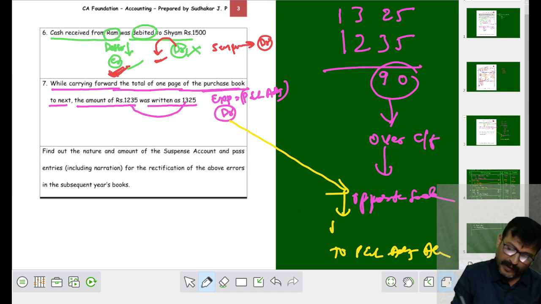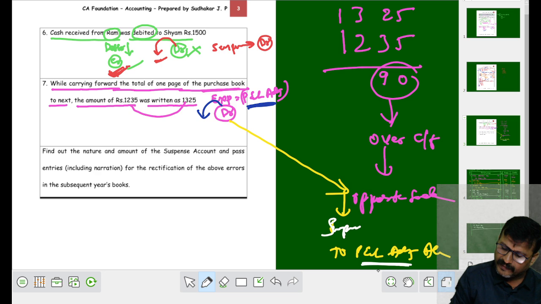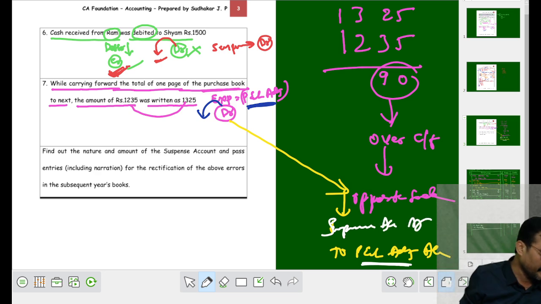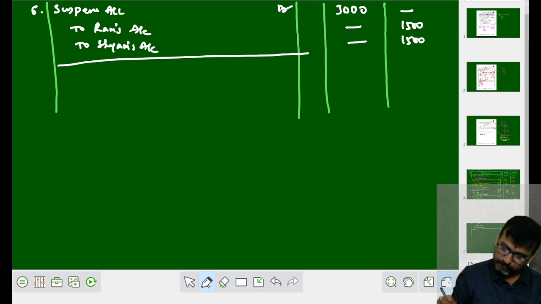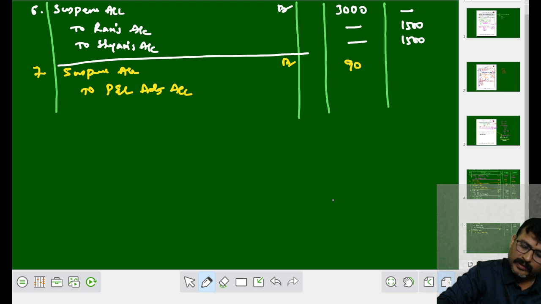When it is overcost, we have to take it in opposite side. Opposite side means the P and L adjustment comes in the credit side. Then who is to be taken in the debit side? We have to take suspense account debit. I think you got it right, my dear student. That is entry number 7. That is suspense account debit. Instead of using purchases, what we have to write? We have to write P and L adjustment account. How much amount? The over carry forward of 90 rupees.